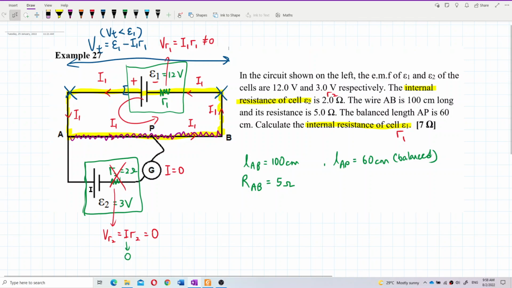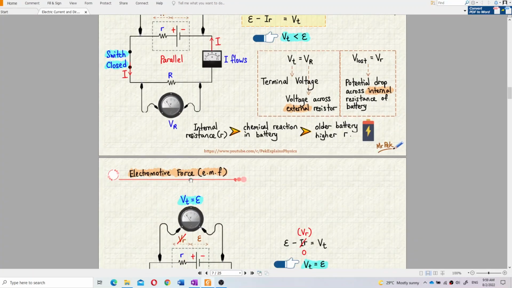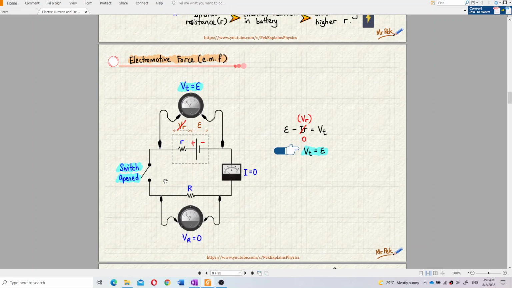Whereas for the battery below, there's no current when the length AP is balanced. There's no current across the bottom circuit. It's like when the switch is open. There's no potential drop across the internal resistance because the current is zero, so IR equals zero. So the terminal voltage across the battery is the EMF. It doesn't minus IR anymore.